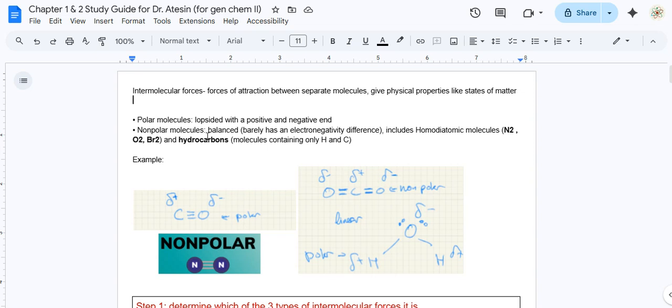Nonpolar molecules are balanced, so they don't have a positive or negative end. So for example, N2 is a nonpolar molecule and CO2 is a nonpolar molecule. And nonpolar molecules include homodiatomic molecules, which are just like these, N2, O2, Br2. And nonpolar molecules also include hydrocarbons, which are molecules that only contain hydrogen and carbon.